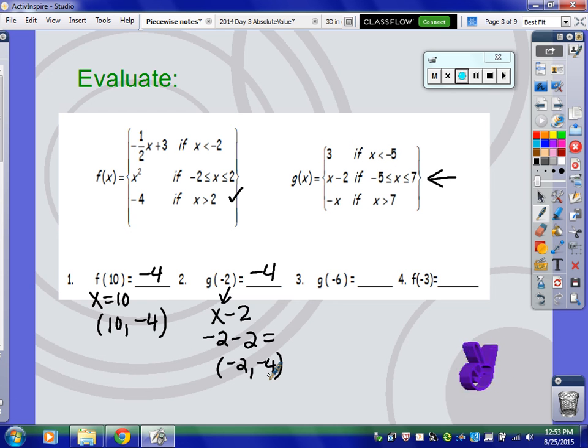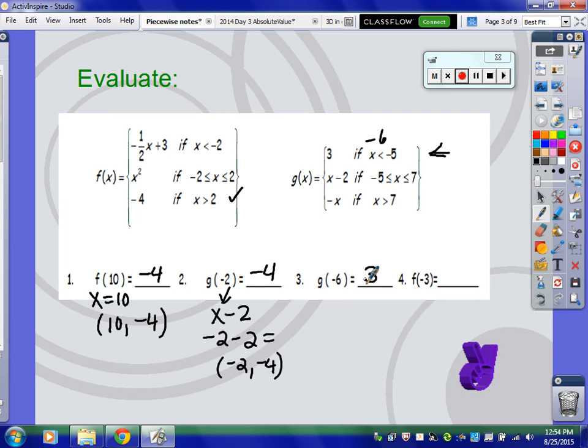Alright, g of -6. Take a moment, decide which piece are we going to use? Piece 1, 2, or 3? Well, hopefully you said piece 1, because -6 is less than -5. So that means g of -6 is 3. So here again, another point on that graph would be -6, 3.